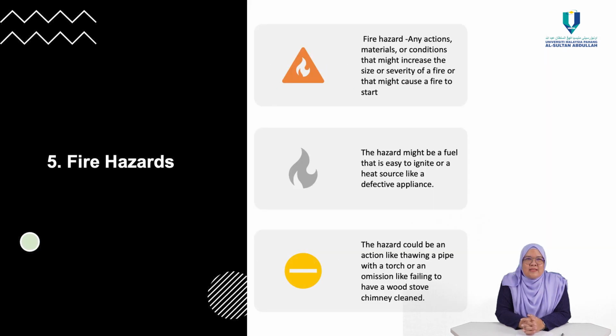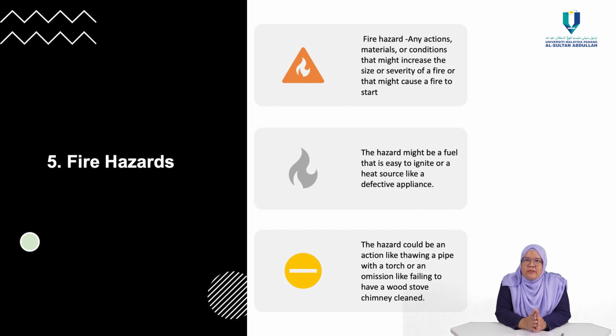Okay, let's move to the next type of hazards, which is fire hazard. Fire hazards refer to conditions, situations, or materials that increase the risk of a fire starting, spreading, or causing harm to people, property, and the environment. Fire hazards can be present in various settings, including homes, workplaces, industrial sites, and public spaces. Identifying and mitigating fire hazards is crucial for preventing fires and minimizing the potential damage.